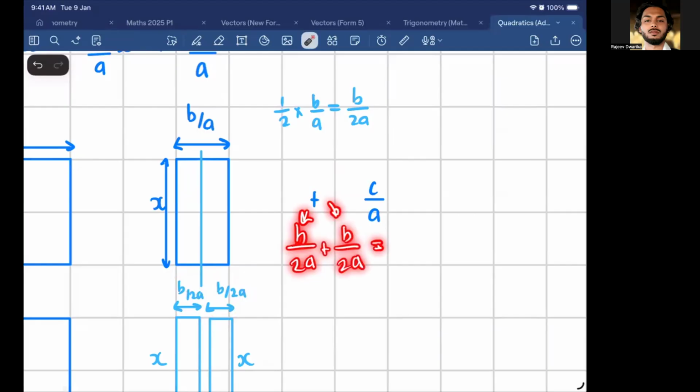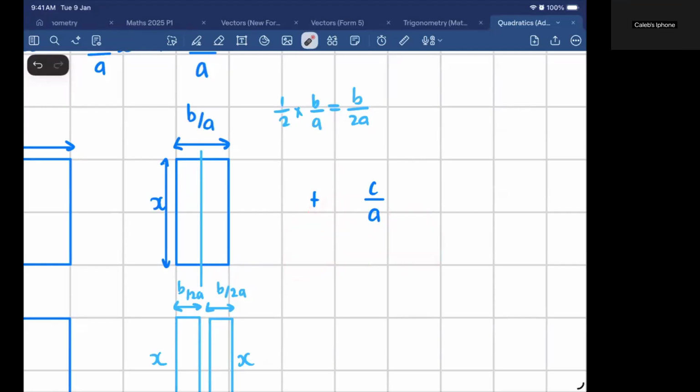If you add 1b to another b, how many b's do you have now? 2b, right? So b plus b is 2b, and I'm going to write back 2a. Notice the 2 would cancel off. Yes. So you get back b over a.